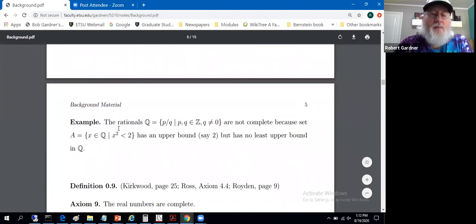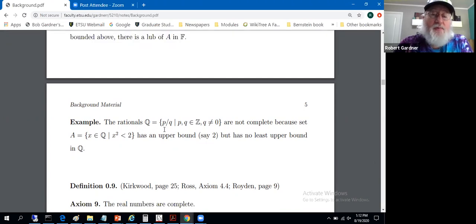The rational numbers, they ain't complete. Here's one. Take the rationals, p over q, where p and q are integers, q is not zero. They're not complete because, in the setting of the rationals, the field we're talking about is the rationals. In the following example, the only thing that exists is rational numbers.